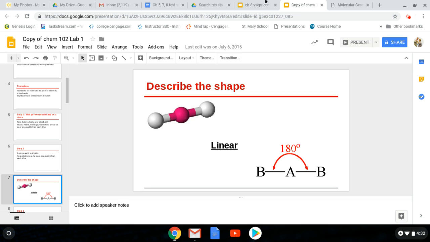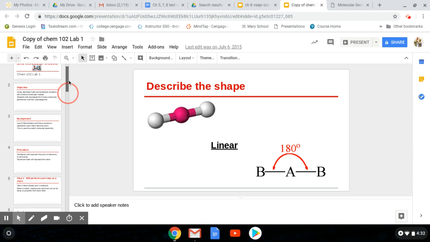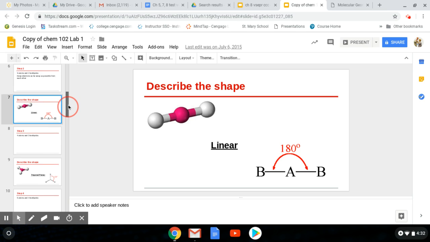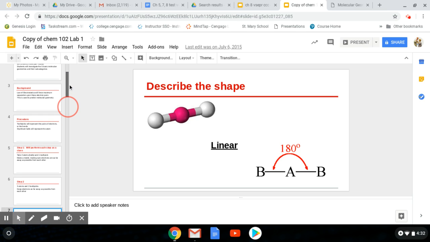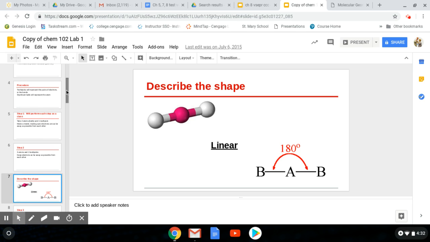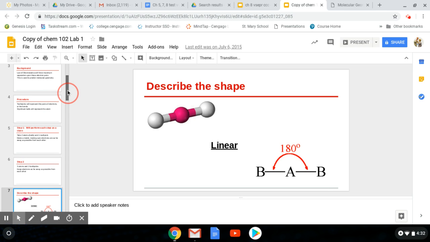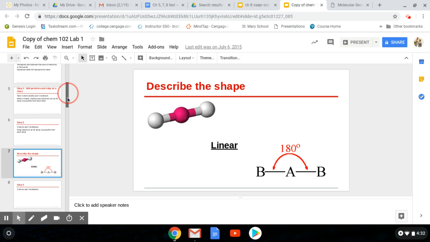Just going to do VESPR. All right, everybody. So I'm going to briefly describe what VESPR is and how to predict the structure. This is, of course, after you practice drawing the Lewis dot structures, because if you haven't practiced being able to show bonding pairs and then the lone pairs of electrons, you're going to have a much harder time predicting what the valence shell electron pair repulsion structure is going to be.